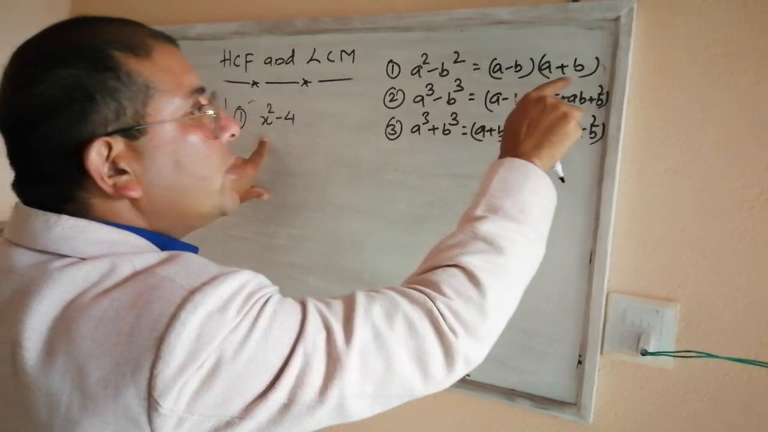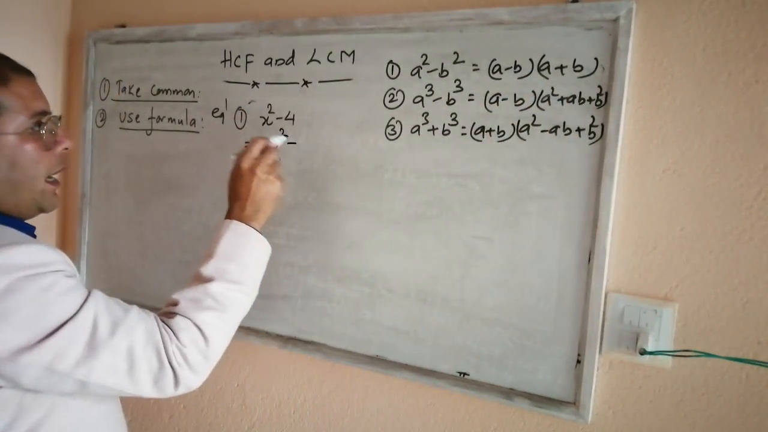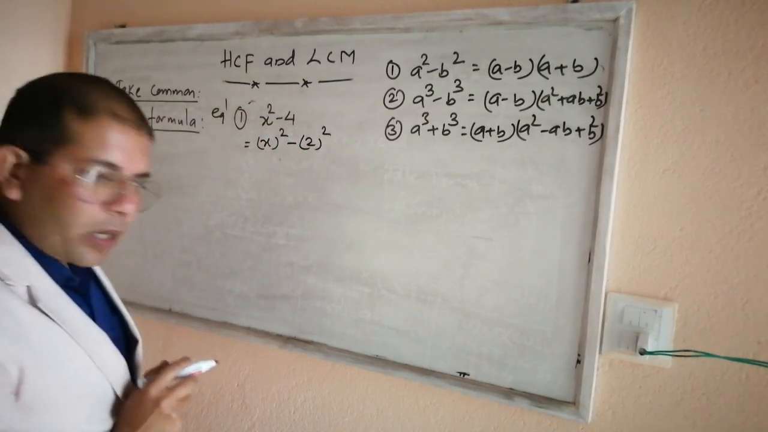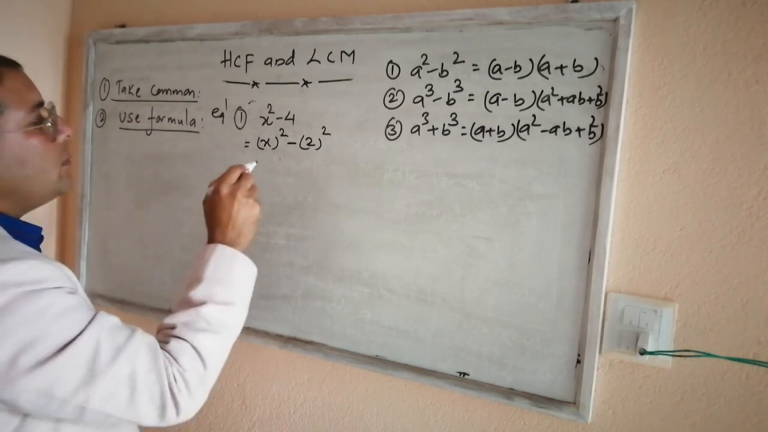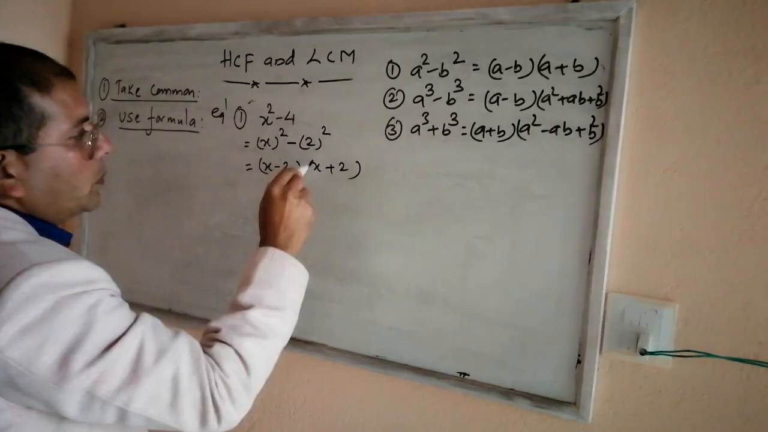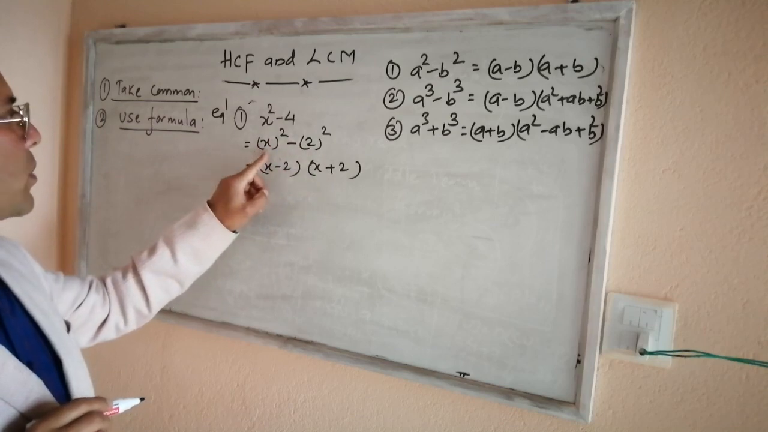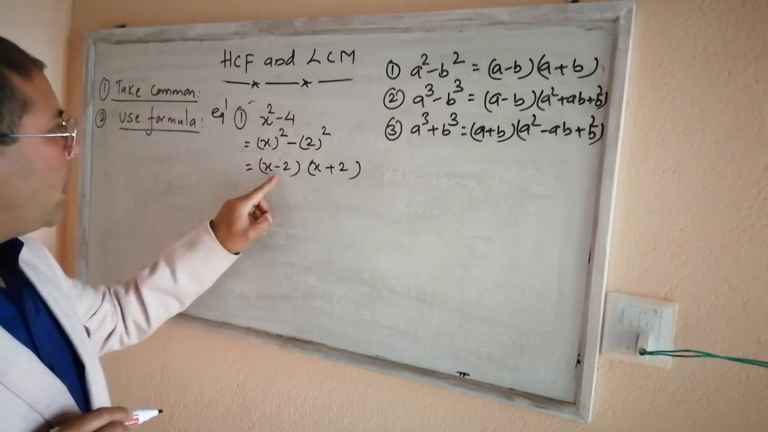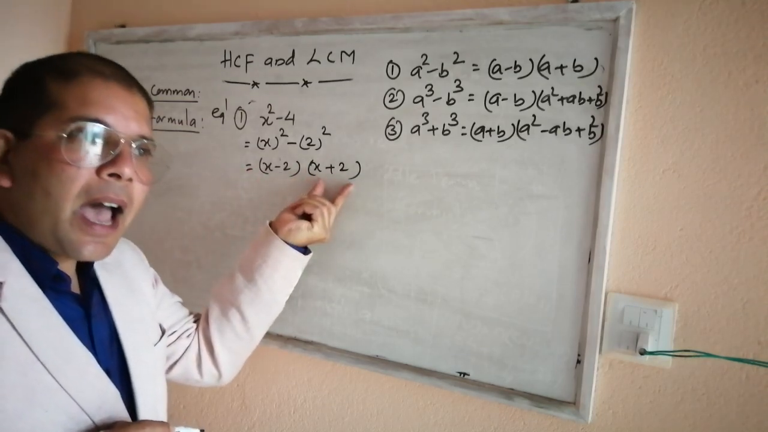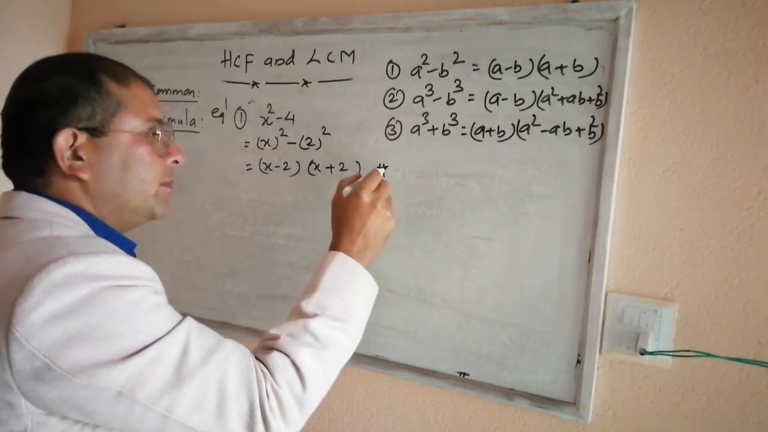Now you can write it in this form. So it is x whole square, a square minus 4 is 2 whole square, a square minus b square. Now it is x minus 2 times x plus 2. Suppose this is a, this is b, a square minus b square, a minus b times a plus b. Now these two expressions are in the form of product. So this is your factorization.